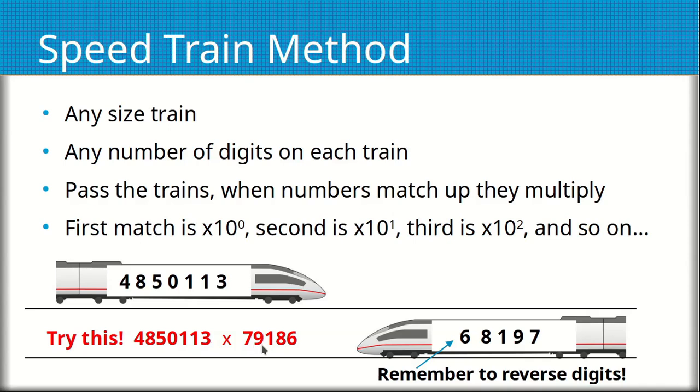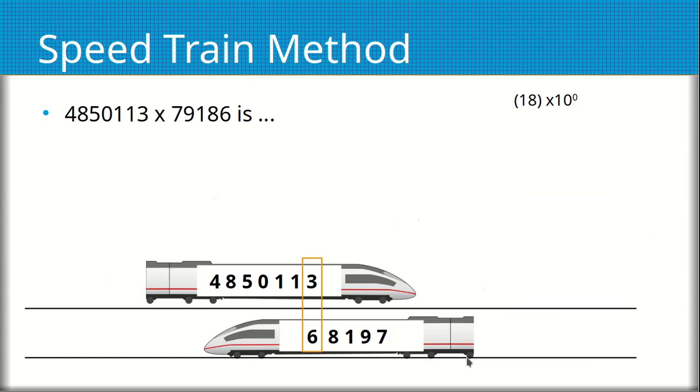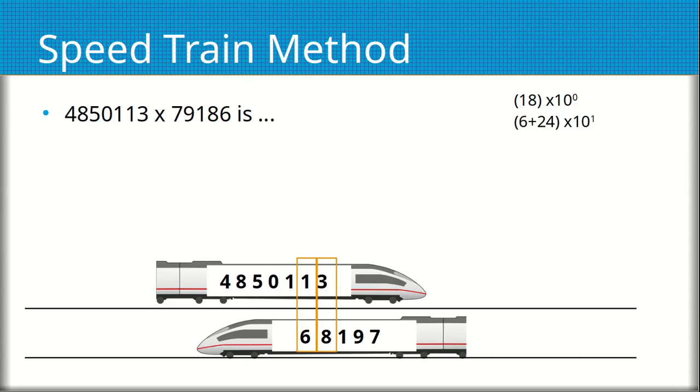4,850,113 times 79,186. But don't forget to reverse the digits on the second train. So here we have 79,186 written backwards, okay? So let's start. Our first digit to line up, 6 times 3 is 18. That's our 10 to the power 0 group.